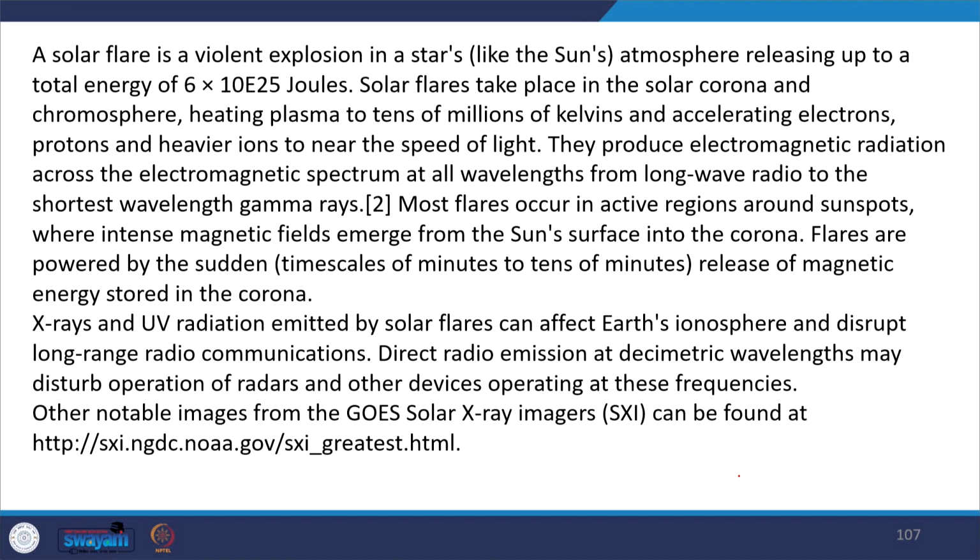So X-rays and ultraviolet radiation emitted by solar flares can affect the Earth's ionosphere and disrupt long-range radio wave communications. Of course, because if you expect an increased ultraviolet radiation input into the Earth's ionosphere, the ionosphere will act in such a way.